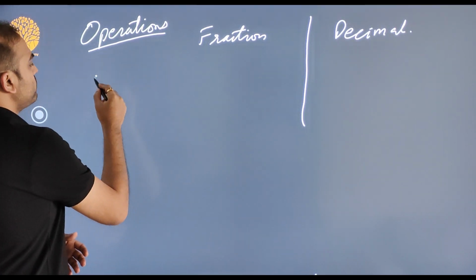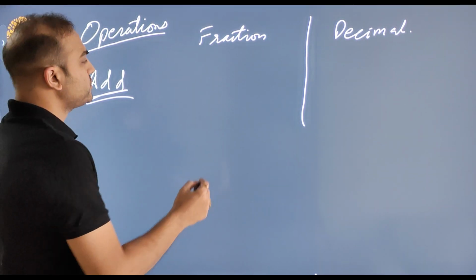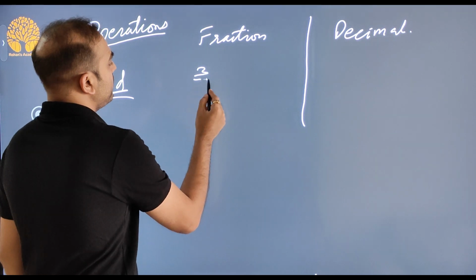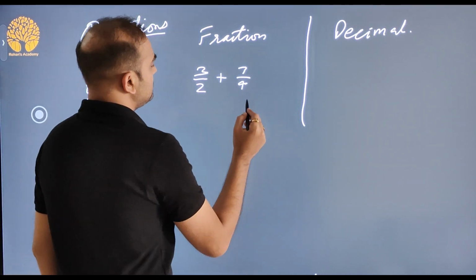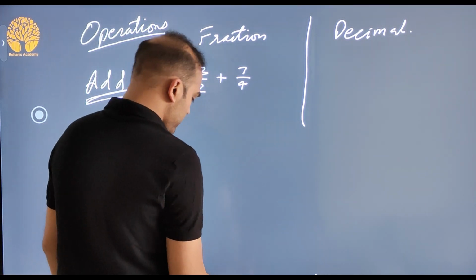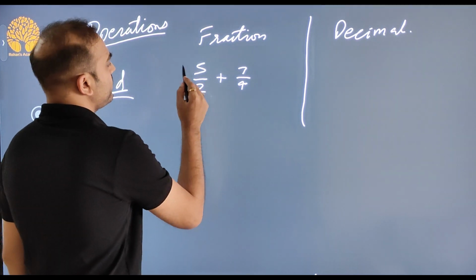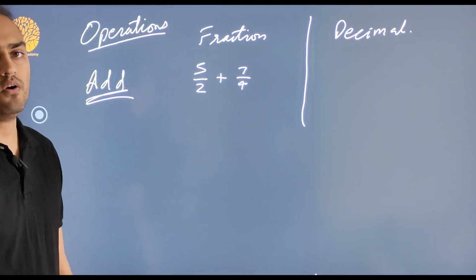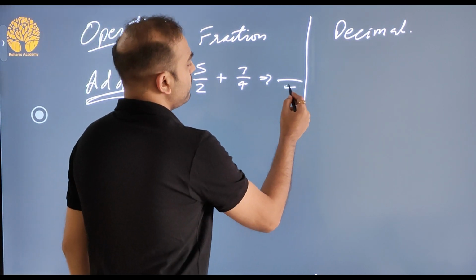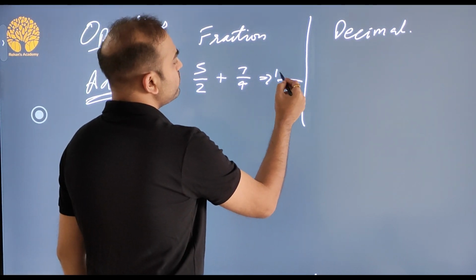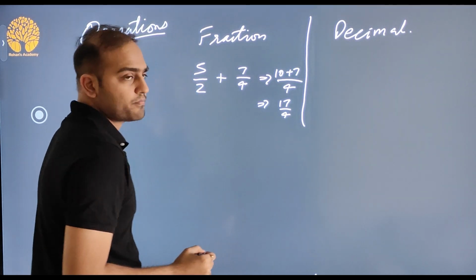All of us know addition, right? How to add, right? If there is a fraction, say 3 by 2 plus 7 by 4, or let's do this as 5 by 2 plus 7 by 4. Okay, so you have to do LCM, right? LCM is 4, 5 into 2, 10 plus 7, that is 17 over 4, right?